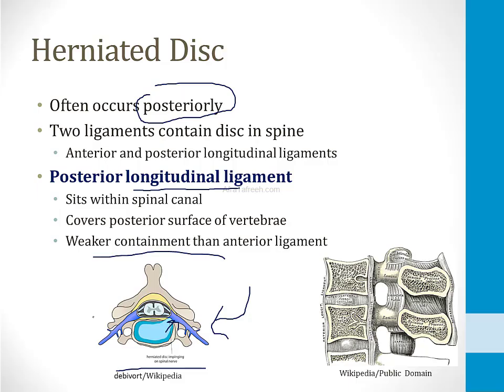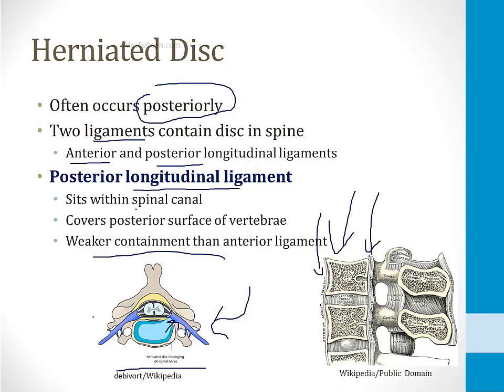It's very high yield to understand this for step one of your boards. There are two ligaments that contain the intervertebral discs in the spine. One is called the anterior longitudinal ligament, and the other one is called the posterior longitudinal ligament. They're both shown in this drawing on the bottom right side of the screen here. This is the spine here, this is the posterior ligament, and this is the anterior ligament here.